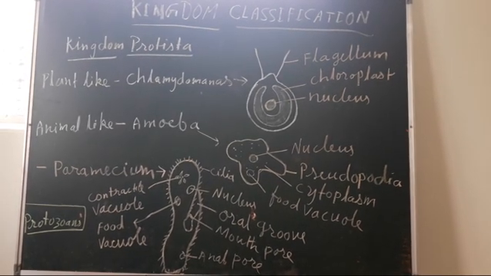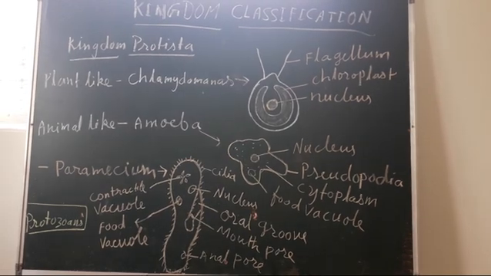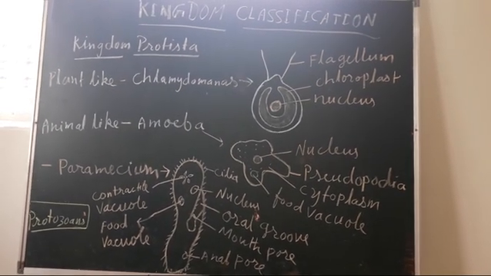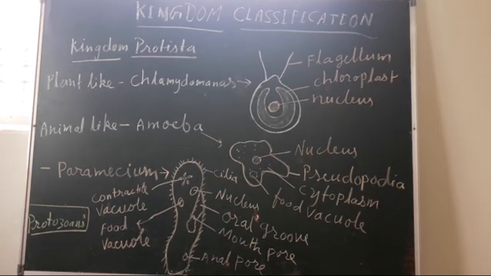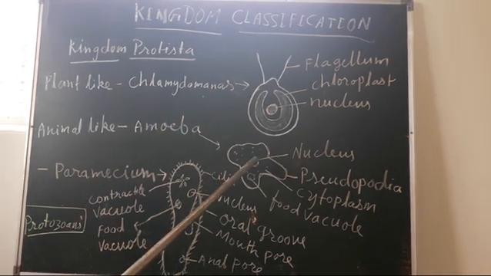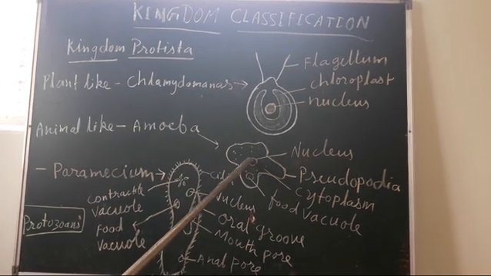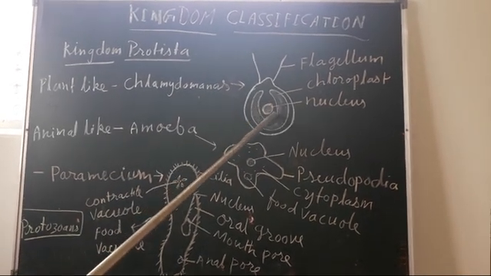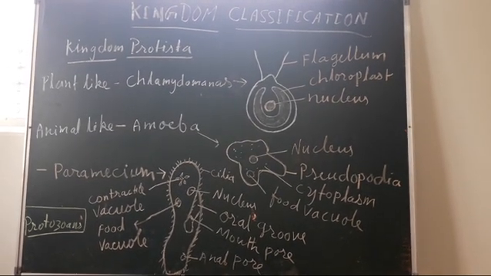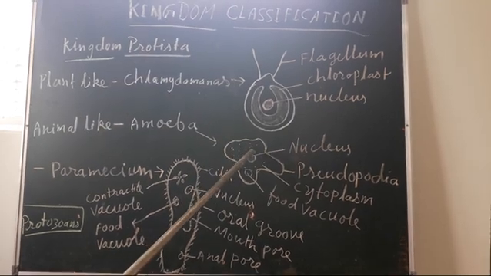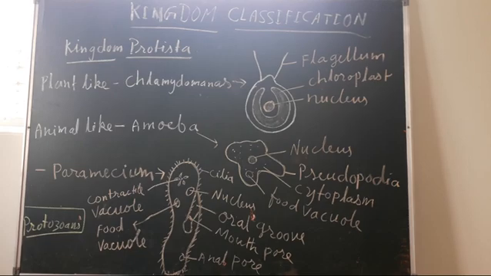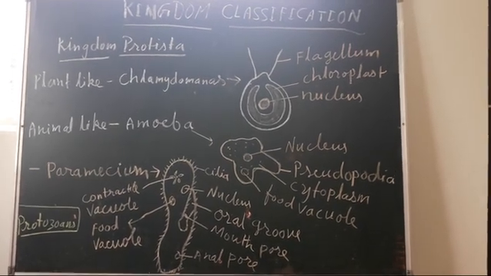They have the following characteristics. First, they are unicellular microorganisms. They are eukaryotic. That means their nucleus is well defined. Means the nuclear material is enclosed in a nuclear membrane. They have all the components of a cell.